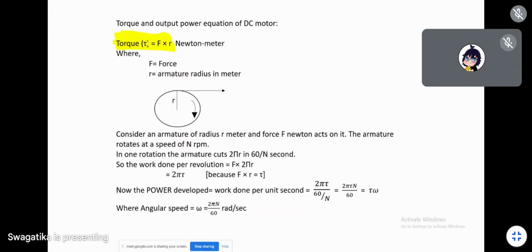So the torque equation is force into armature radius. From there you have to control the speed, meaning the rotation. This is the radius of the armature, and this is the direction it is moving. Suppose the speed of the armature is capital N rpm. In one rotation the armature covers 2 pi r.